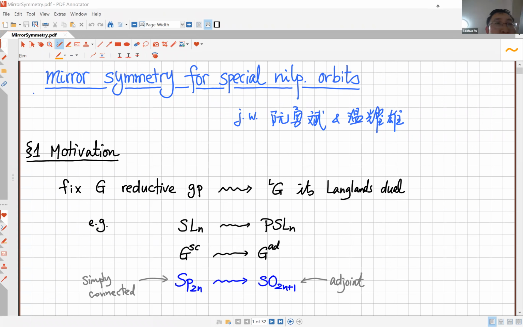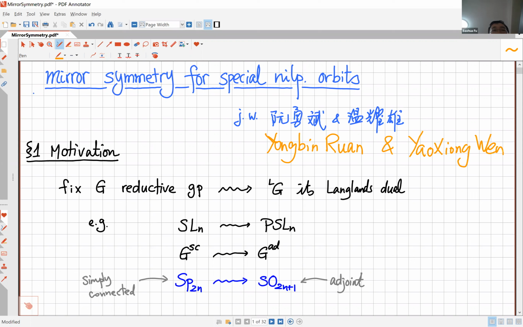I'm going to talk about joint work with Yongbin Ruan. Now he's back in China. Before, he was at Michigan University. And then his former student Wen Yaoxiong. We would like to propose some mirror symmetry for special nilpotent orbits.